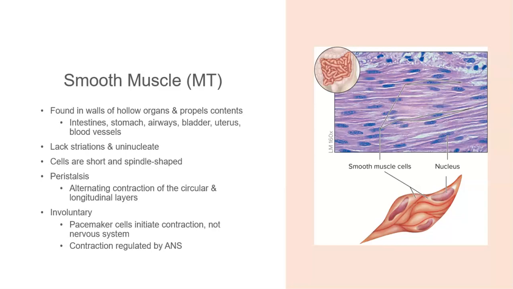Again, smooth muscle is involuntary. We do not control its contraction. There are pacemaker cells that initiate contraction, and a lot of times those are stimulated simply by stretching the walls of the container that's lined by smooth muscle. The contraction can be regulated by the autonomic nervous system as well.